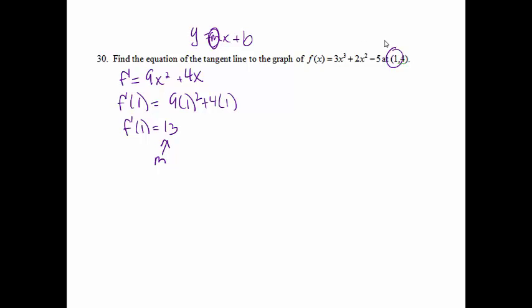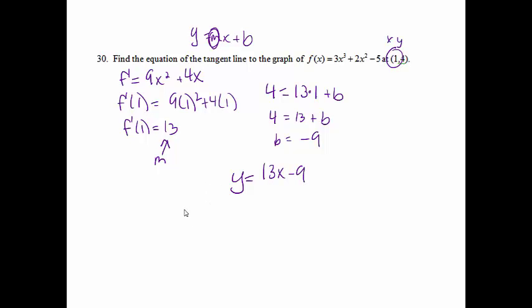And now we're ready. This is my x, this is my y. We can find the equation of the line. So we'll have 4 equals 13 times the x plus b. So I'll get 4 equals 13 plus b. B will equal negative 9. So the equation of my tangent line will be y equals 13x minus 9. We could have made our lives a little simpler by using point slope form, which would have been y minus 4 equals the slope times x minus 1. So either one of those answers is totally correct.